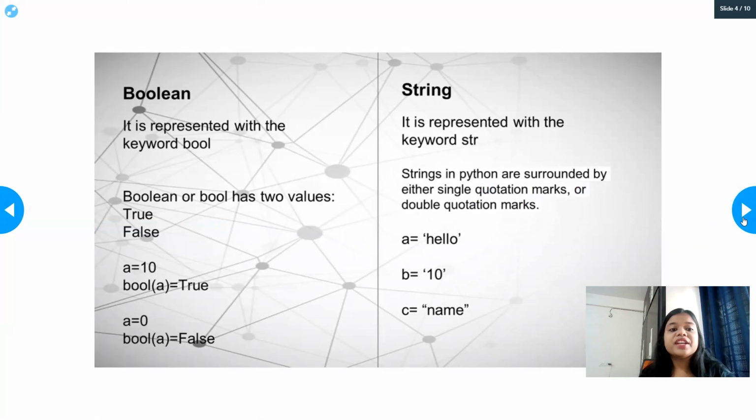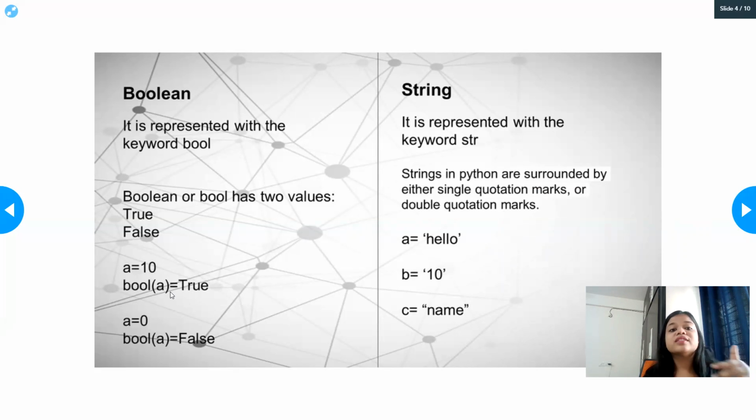Next comes one more data type, that is Boolean. It is represented with a keyword called bool. Now this is something different from what we learned till now. It has two values, true and false. So basically, if I give any non-zero value to a variable, like for example, I gave a equal to 10, now if I print the boolean of a, or bool of a, I'm going to get a true.